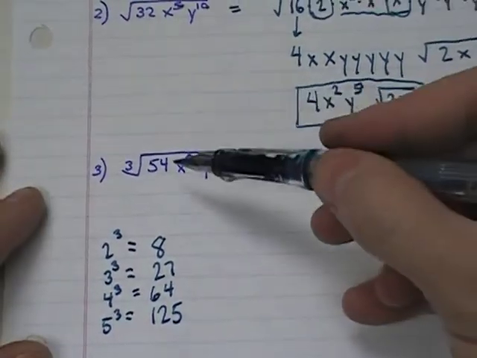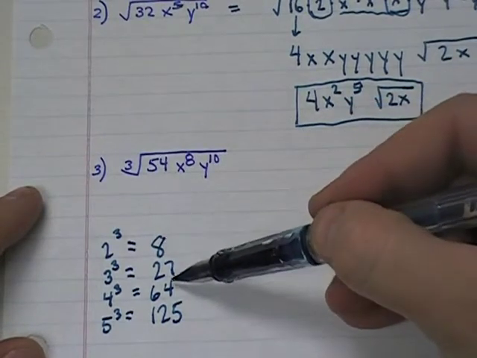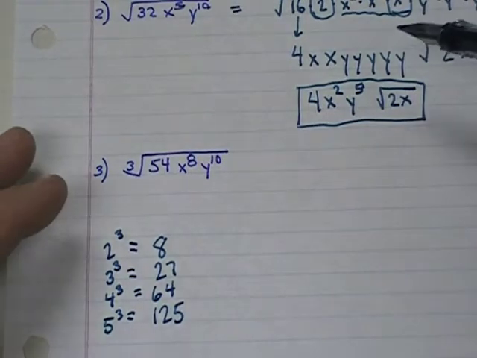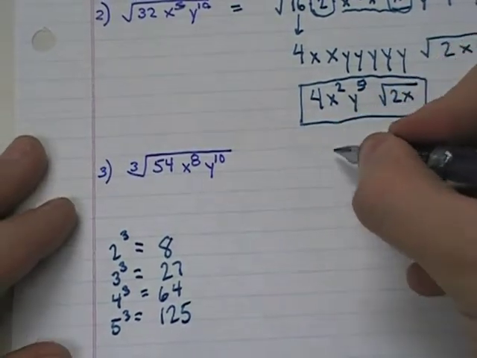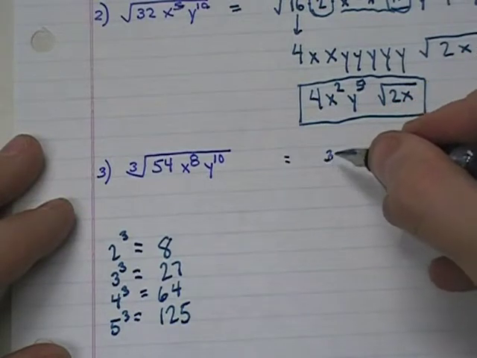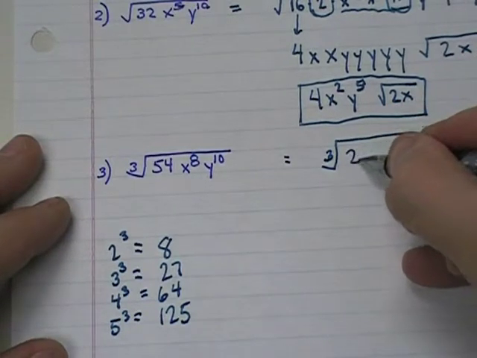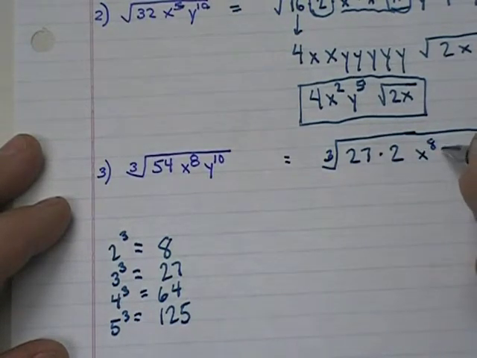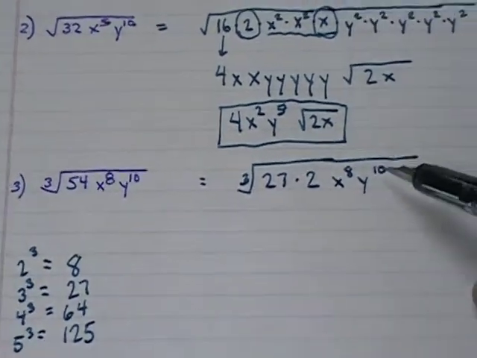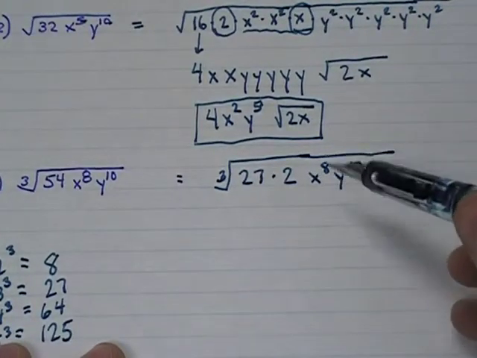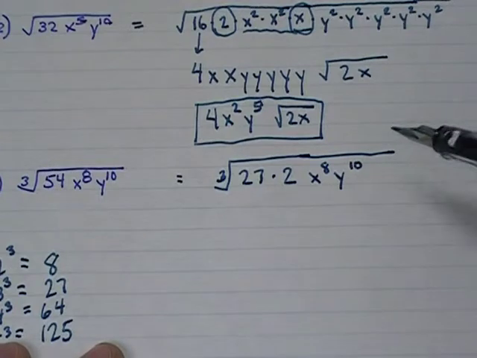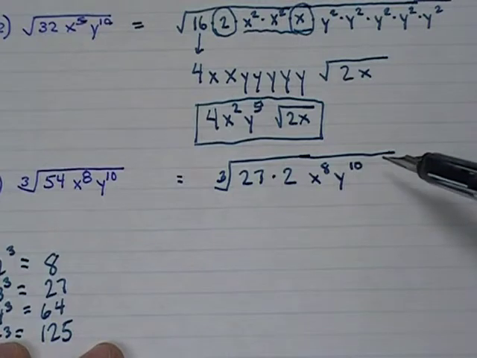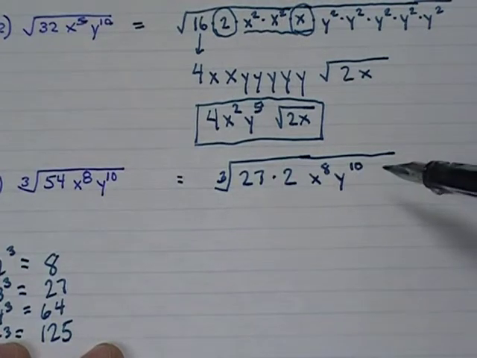And so we look and say, okay, what will go into 54? Well, this is too big, this is too big, so really I have a couple of choices, either 8 or 27. And it just so happens that 27 goes into 54. So 54 is the same as 27 times 2. And I'm going to write x to the 8th, y to the 10th. Now, I could break these into x to the third times x to the third times x squared, because 3 plus 3 plus 2 is 8. And I could break this into y to the third times y to the third times y to the third times y. But instead, I'm going to cheat.